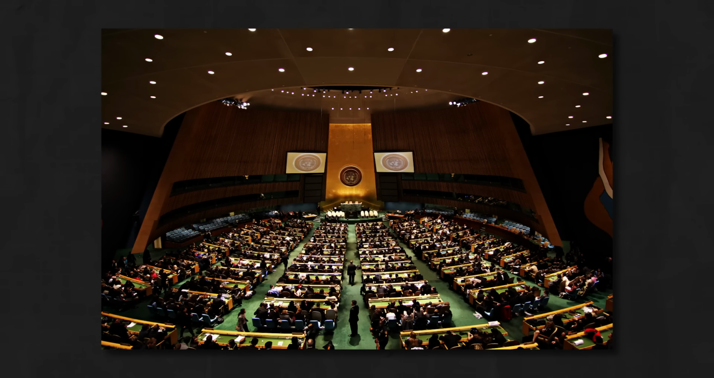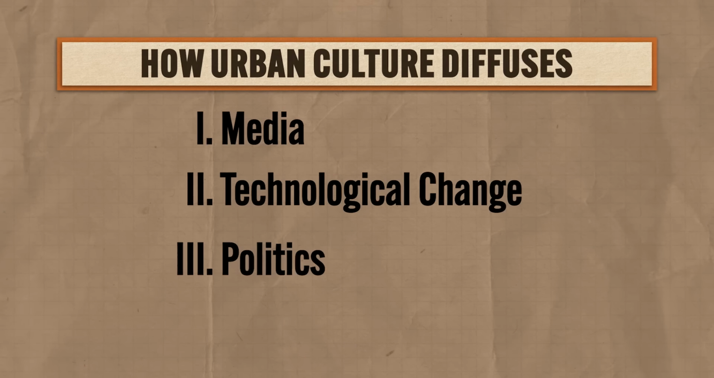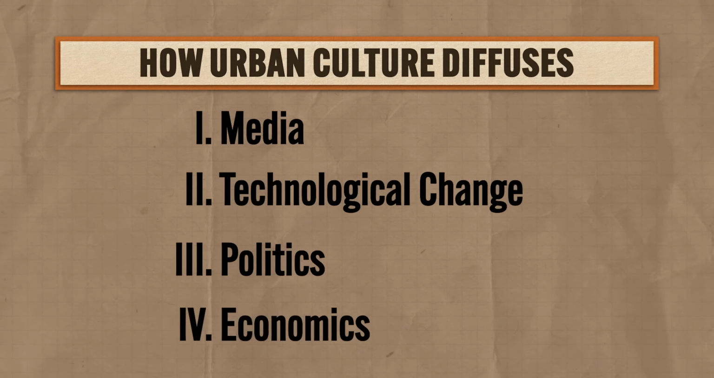In essence, the UN is a collective of global cultural ideas and is saying to Russia, this is not how we act in the global community. And then the fourth way people outside cities are exposed to urban ideas is through economics. For example, with the rise of global online retailers like Amazon and Alibaba, people can have access to goods from all over the world just by clicking a button.